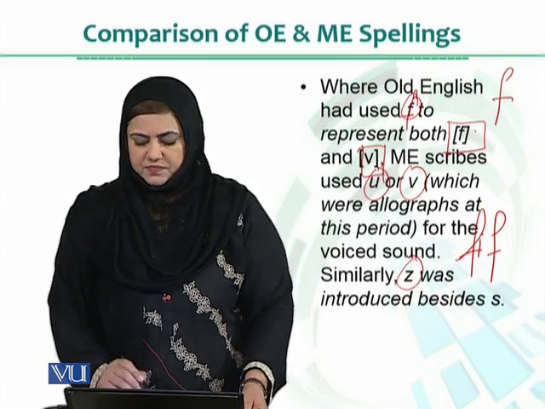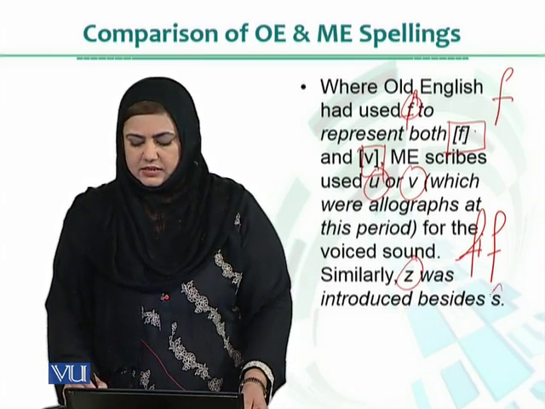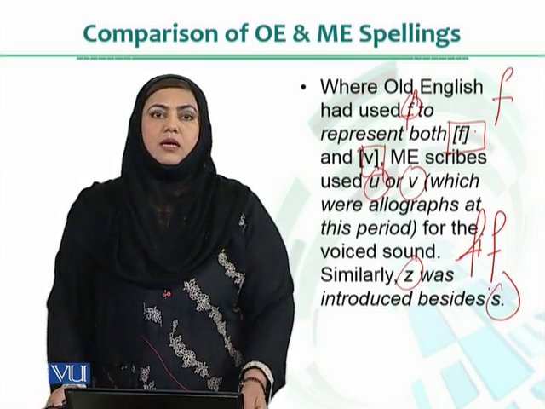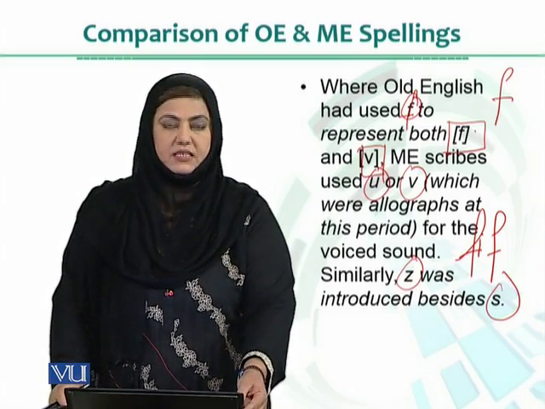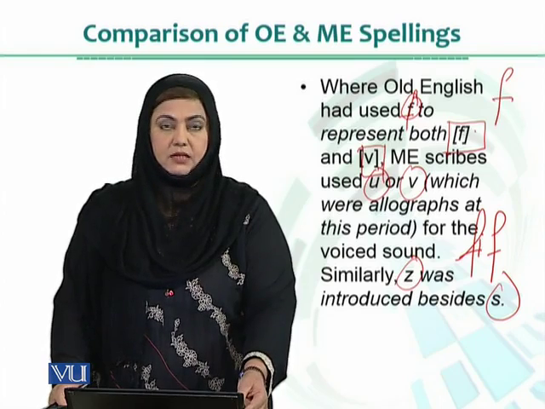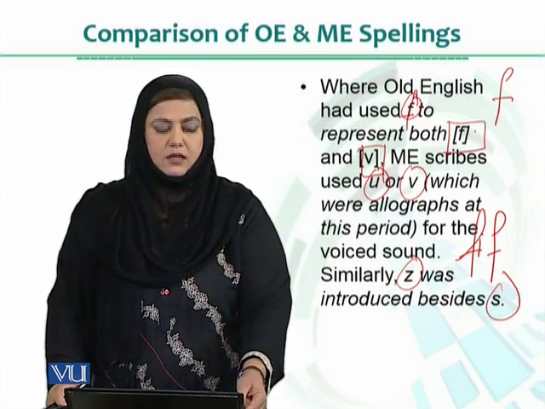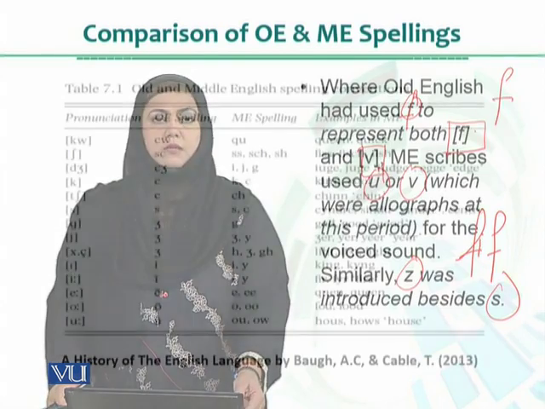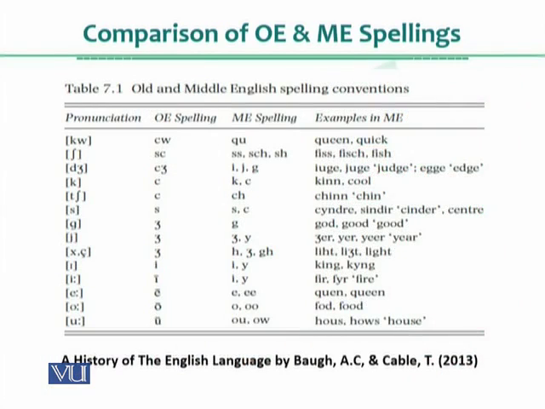Same happened to the other pairs. In the Middle English period, they were separated, whereas before that, there was only one sign in writing for both the sounds of each of the pairs. Here on the screen, what you can notice is a complete table that shows a comparison. At the top you would notice the pronunciation that is given. Here you can notice the spellings in Old English and the spellings in Middle English. And by the way, here are examples from Middle English.